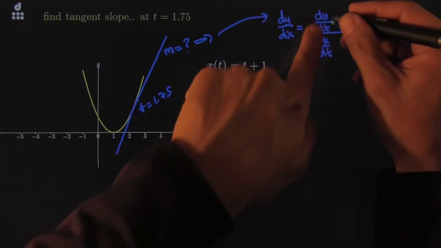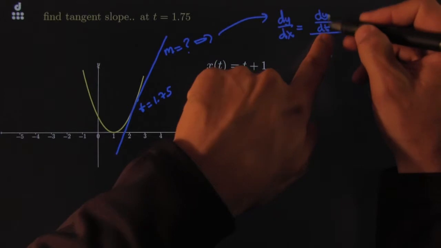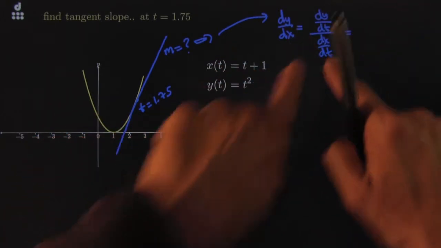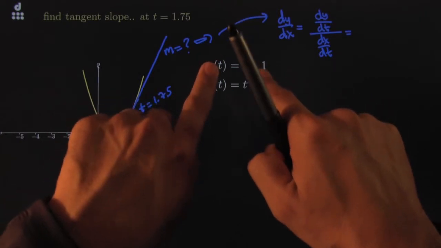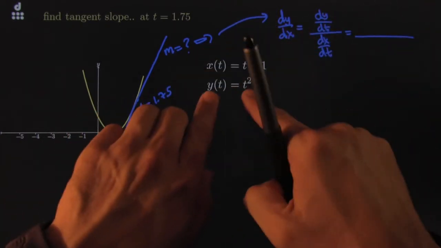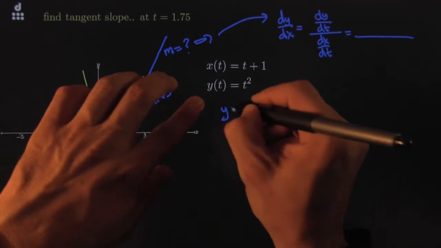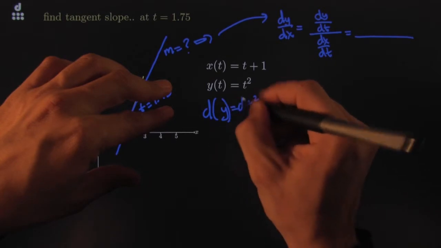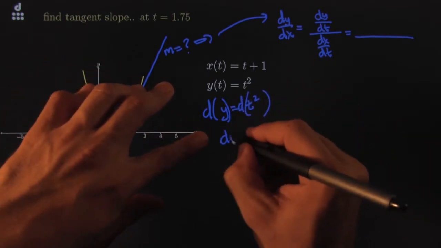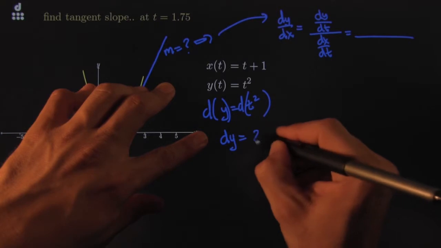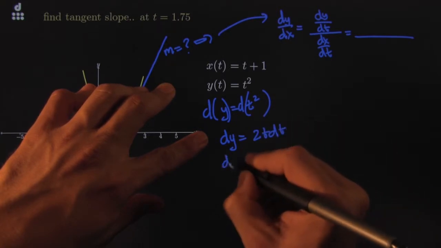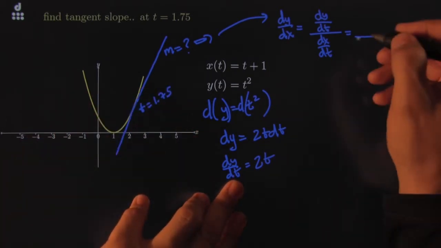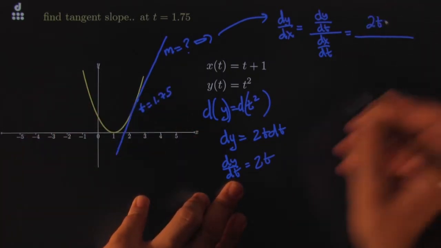Now I've got to get the differential dy/dt. I could look at the y-t relationship. To get the dx/dt, I would look at the x-t equation. So for the top, I'm going to look at here. This one says that y is equal to t squared. So I could slap a d on both sides, and I get that dy is equal to 2t dt, or said differently, that dy/dt is equal to 2t. So this becomes 2t.